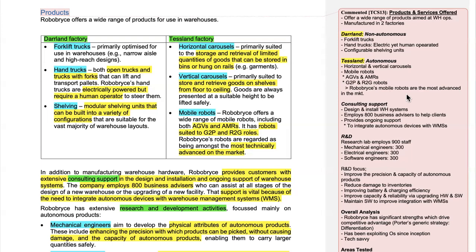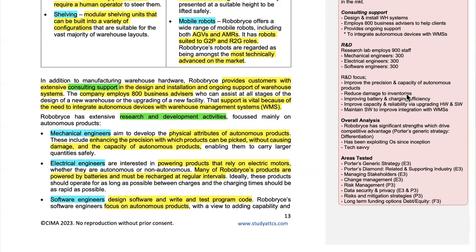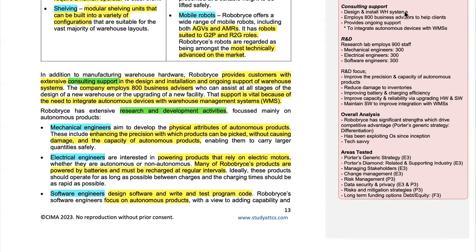As I told you earlier, Robobryce is not only engaged with manufacturing products, they are also engaged with providing services. So what type of services are they providing? They are providing consulting support. Since the company is involved with designing and installing warehouse systems, it employs 800 business advisors with the prime intention of helping customers. We provide this support on an ongoing basis. So what type of help are we providing? We help customers when it comes to integrating autonomous devices with their warehouse management systems.